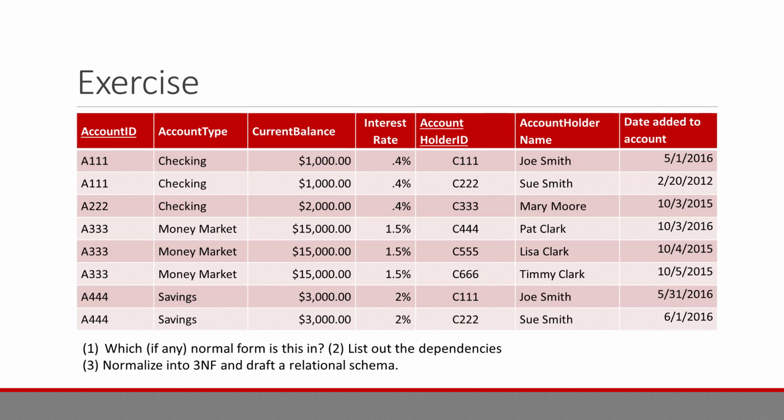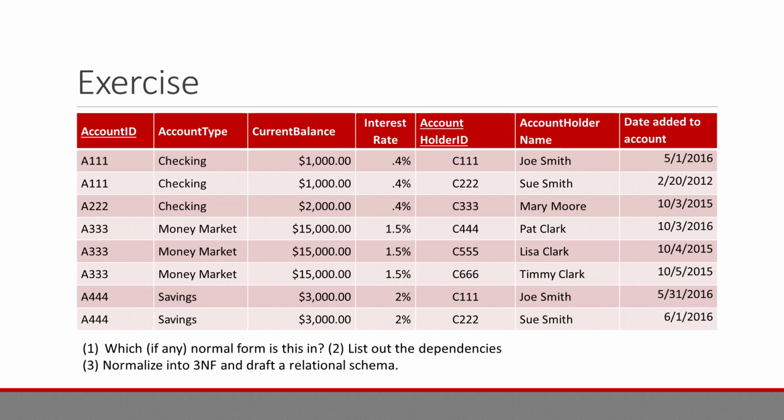Now, just logically speaking, we can infer that account type, the current balance, and the interest rate are probably features of the account ID. Now, the account holder name, let's say, is not necessarily dependent on account ID, because in this case, Joe Smith and Sue Smith are both named on account ID 111. Now, at the same time, they do have separate account holder IDs. And so we can see that account holder ID always determines the account holder name, Joe Smith. When we look down at A444, account 444, we can see that Joe Smith and Sue Smith also have their names associated there.